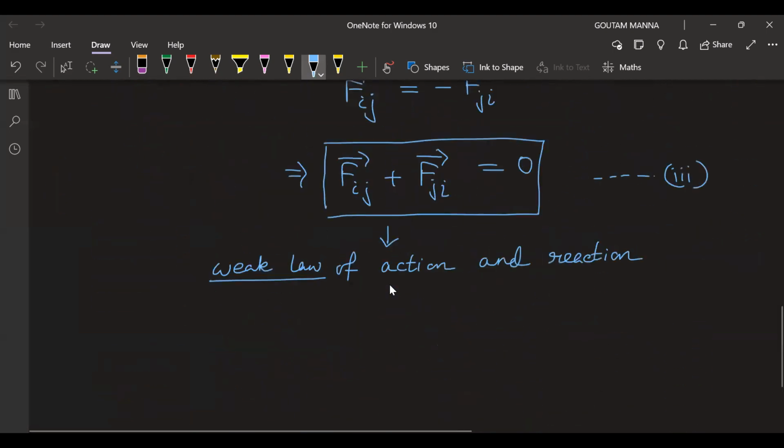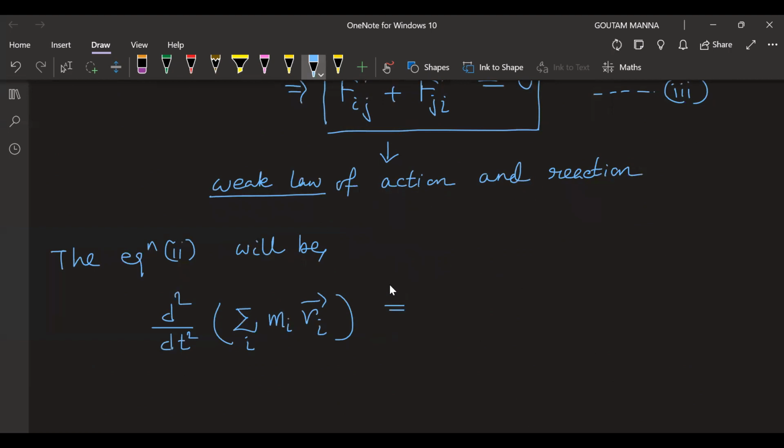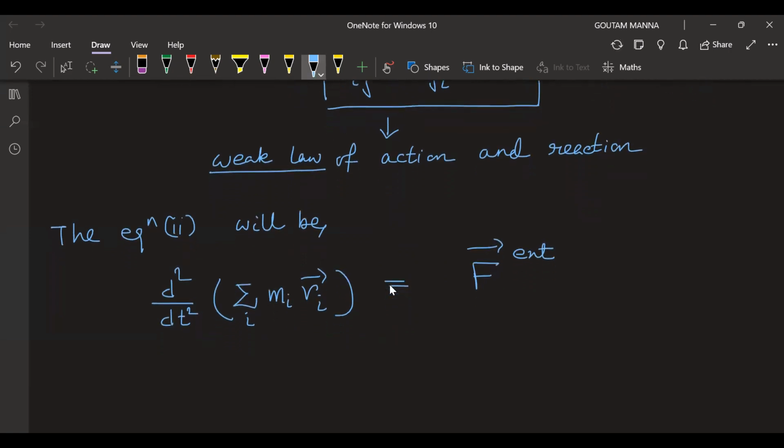Then equation 2 will be d2/dt2 of the sum over i of mi Ri is equal to the net total external force. Okay. So let's call it equation 4.